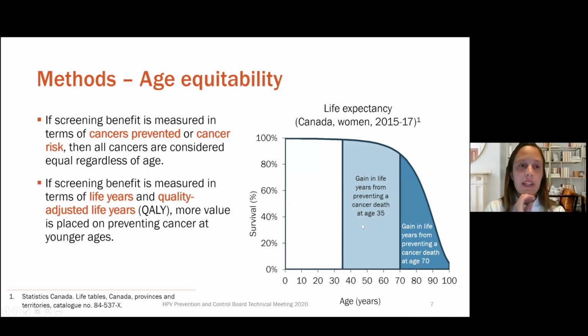I do want to point out that there are issues in terms of age equitability when we look at different outcomes. So if we look at screening benefit in terms of cancers prevented or in terms of cancer risk, then it means that we are treating all cancers the same, regardless at what age they occur. However, if we are measuring screening benefit in terms of life years and quality adjusted life years, it does mean that we are placing more value on preventing cancers at younger ages, because if we prevent a cancer at age 35, that woman will likely live longer than a woman who would have gotten cancer at age 70 and who died.